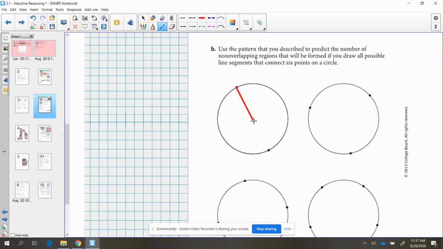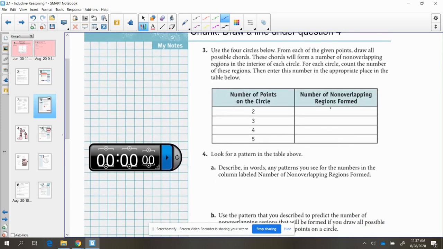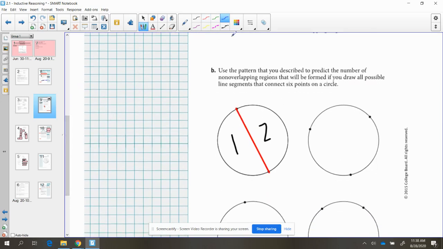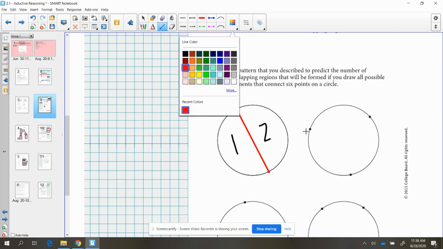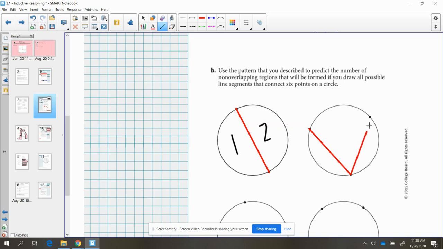So if we have 2 points on our circle and we connect them, we are creating 2 different regions. We have region 1 and region 2. So if you go up here, 2 regions. Over here, though, if we start connecting, let me do my line tool here. If we start connecting our lines, we have connections here to here, here, here, here to here. And what we've created this time is 1, 2, 3, 4 regions.